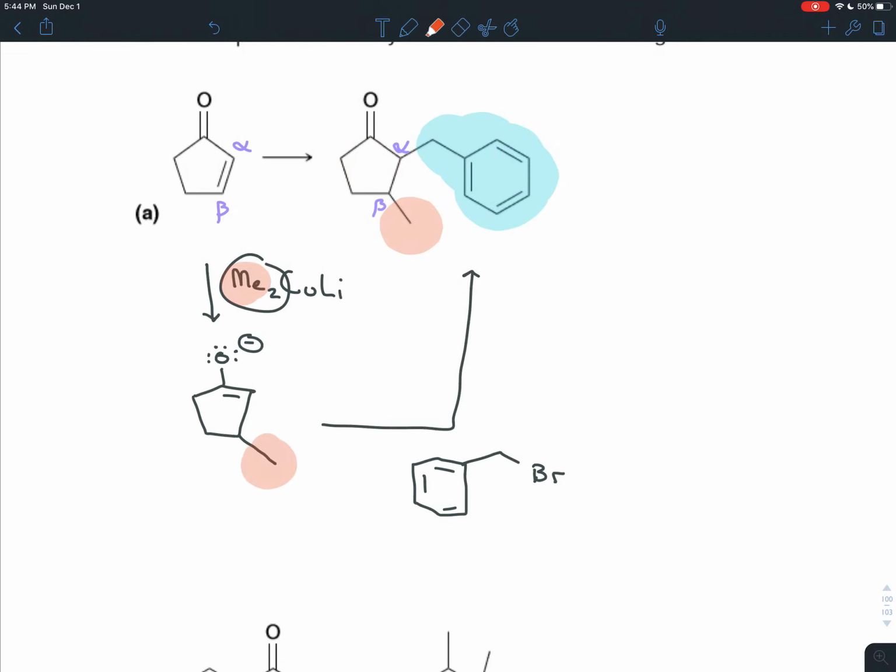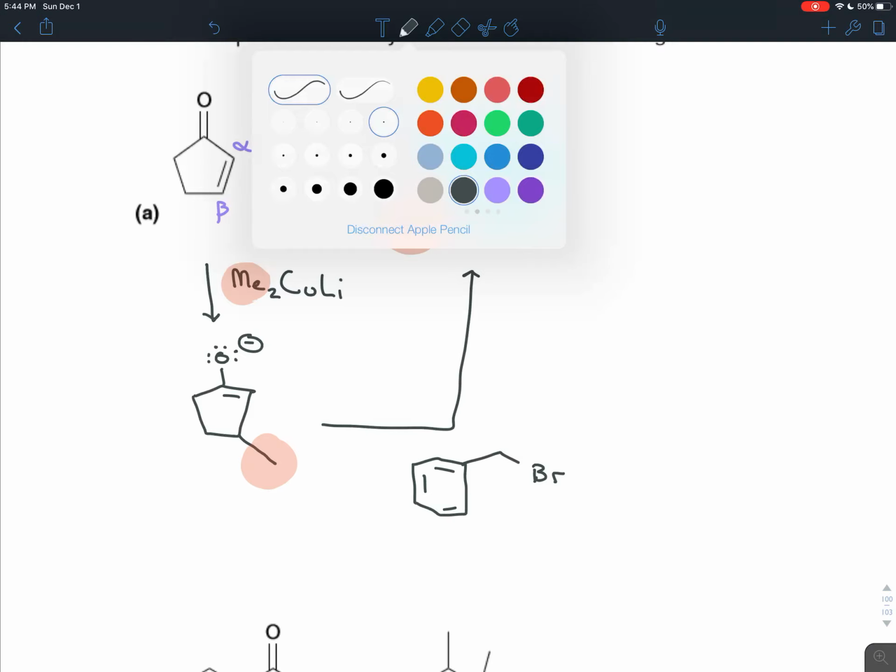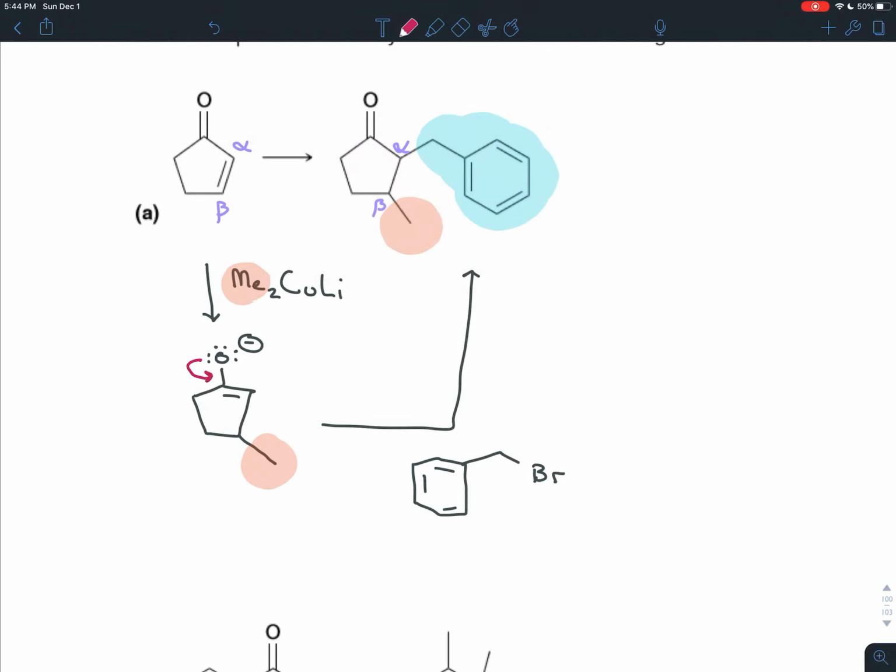So here, we'll put the carbon in the Gilman reagent on the beta position, and then when this snaps back down, this can attack that carbon there, and that will put the benzylic group on the alpha position. And that gives you your product.